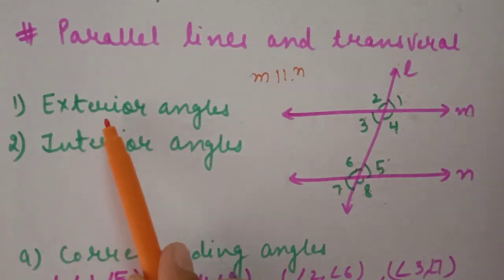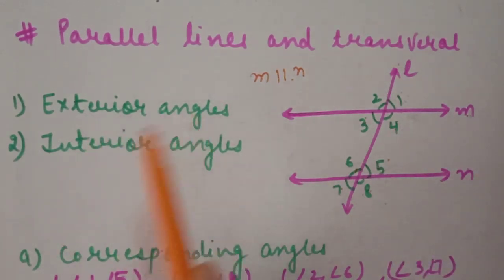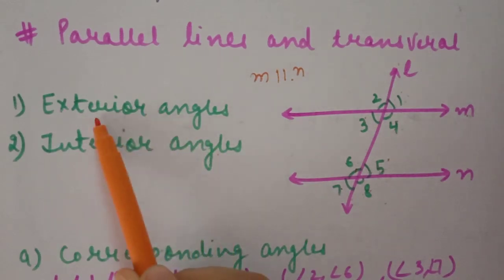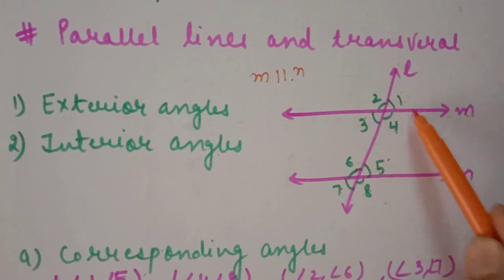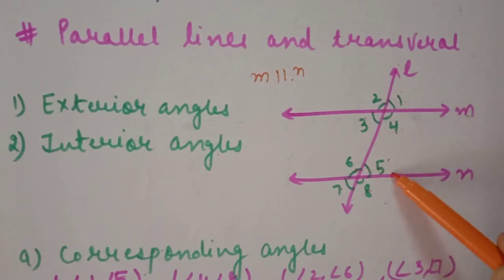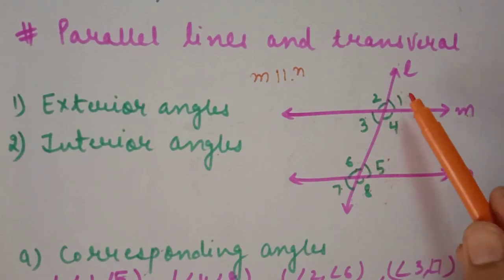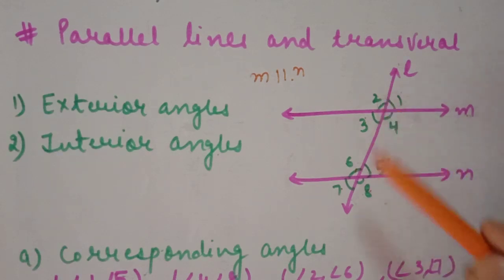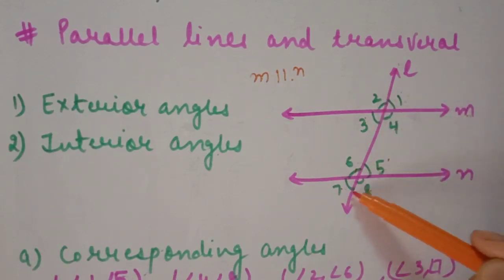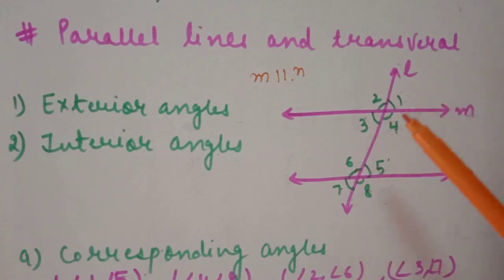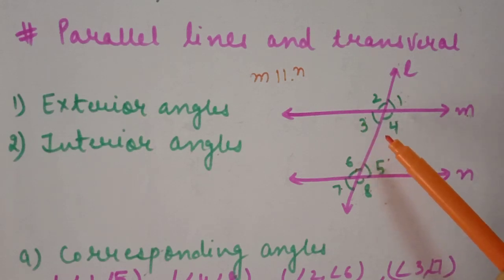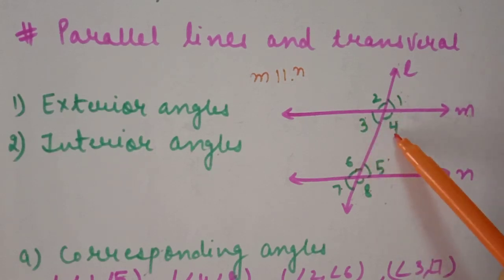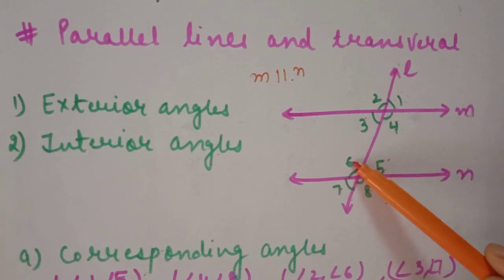First of all, the first two types are exterior angles and interior angles. As is clear from the names, those angles present in the exterior part of these two parallel lines are exterior angles, like angle 1, angle 2, angle 7 and angle 8. And those angles present in the interior part of these two parallel lines we call interior angles: angle 3, angle 4, angle 5 and angle 6.